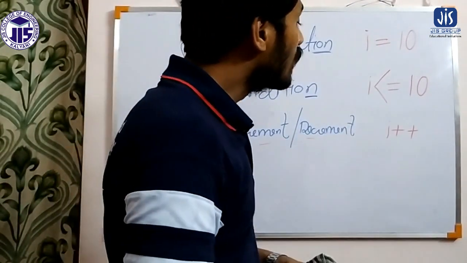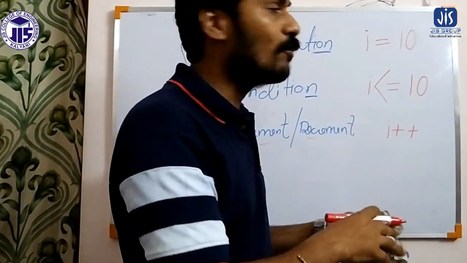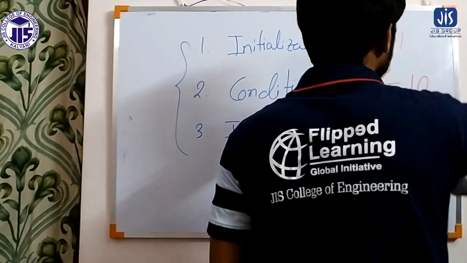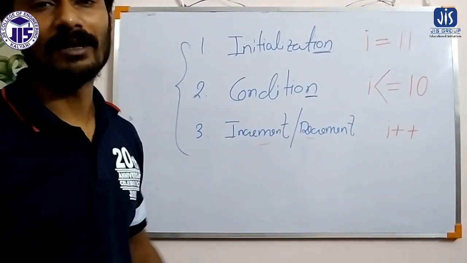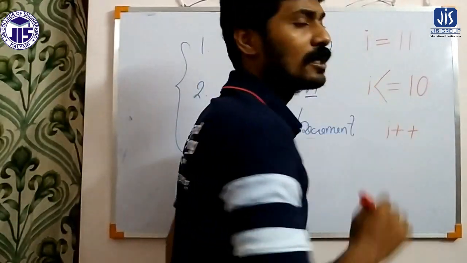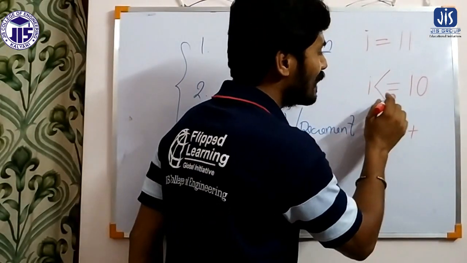Okay. Next, it will again increase the value of I, and from 10 it will reach 11. So now the value of I is 11. Now let us verify the condition. What is my condition? I less than or equal to 10.